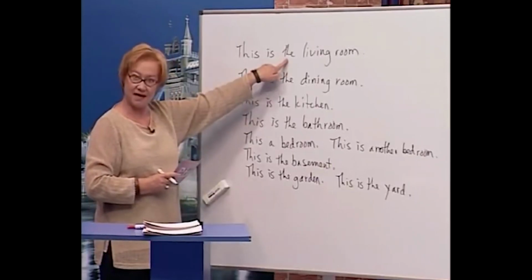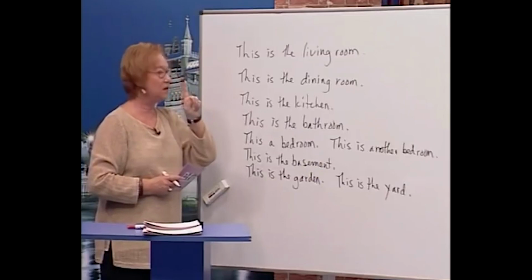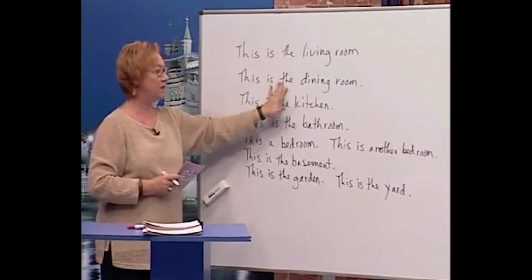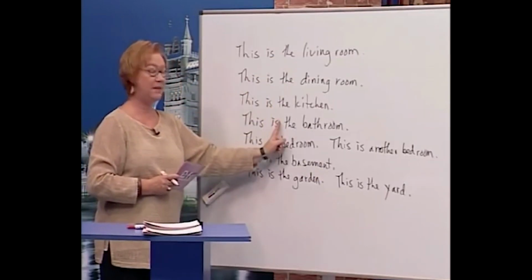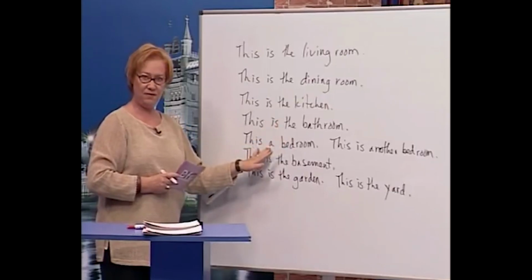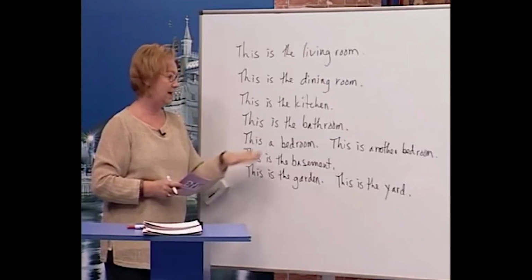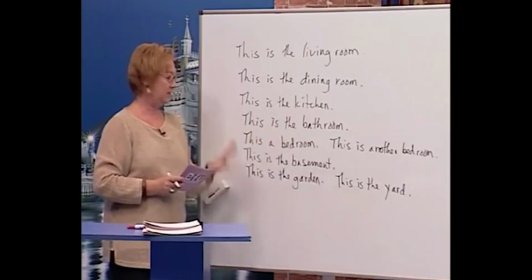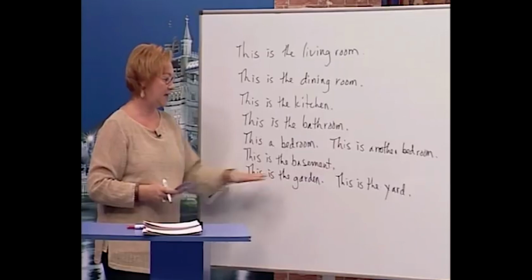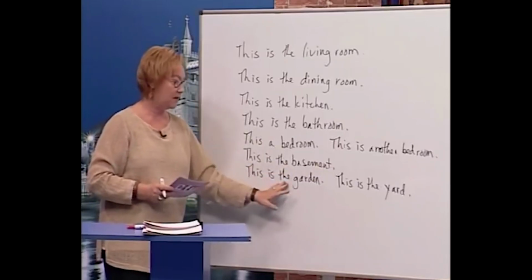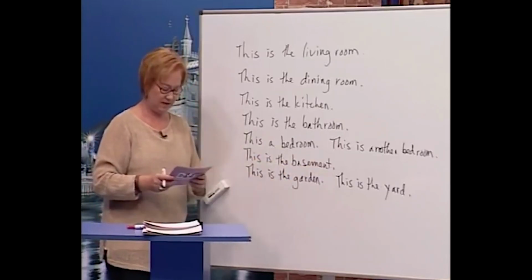Now, we say the because there's only one, usually. The living room, the dining room, the kitchen, the bathroom. A bedroom, because maybe there's 1, 2, or 3 bedrooms. A bedroom, another bedroom. So this house has 2. Okay? The basement, only 1. The garden, the yard, only 1.